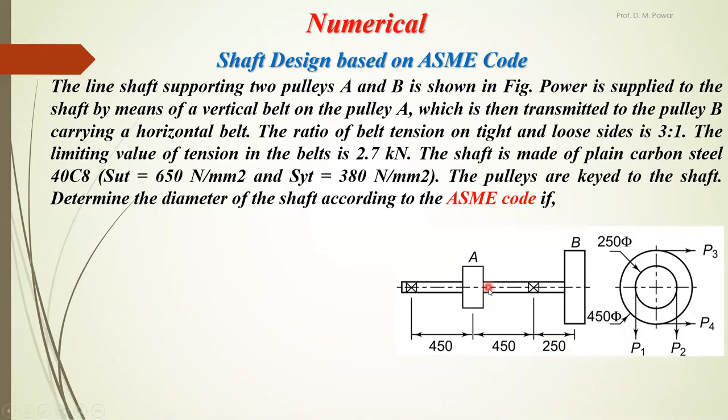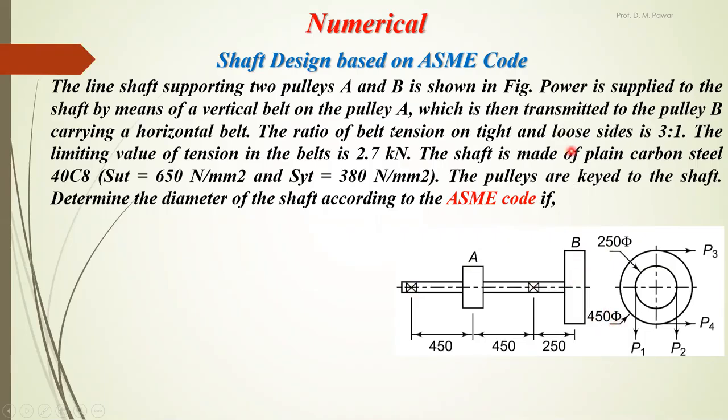Here is the figure. It is a line shaft that is to be designed. It is supported in two bearings, bearing 1 and bearing 2. A and B are pulleys placed on the shaft, pulley A and pulley B. Pulley A is the smaller pulley, with diameter 250 mm, and the larger pulley B has diameter 450 mm.